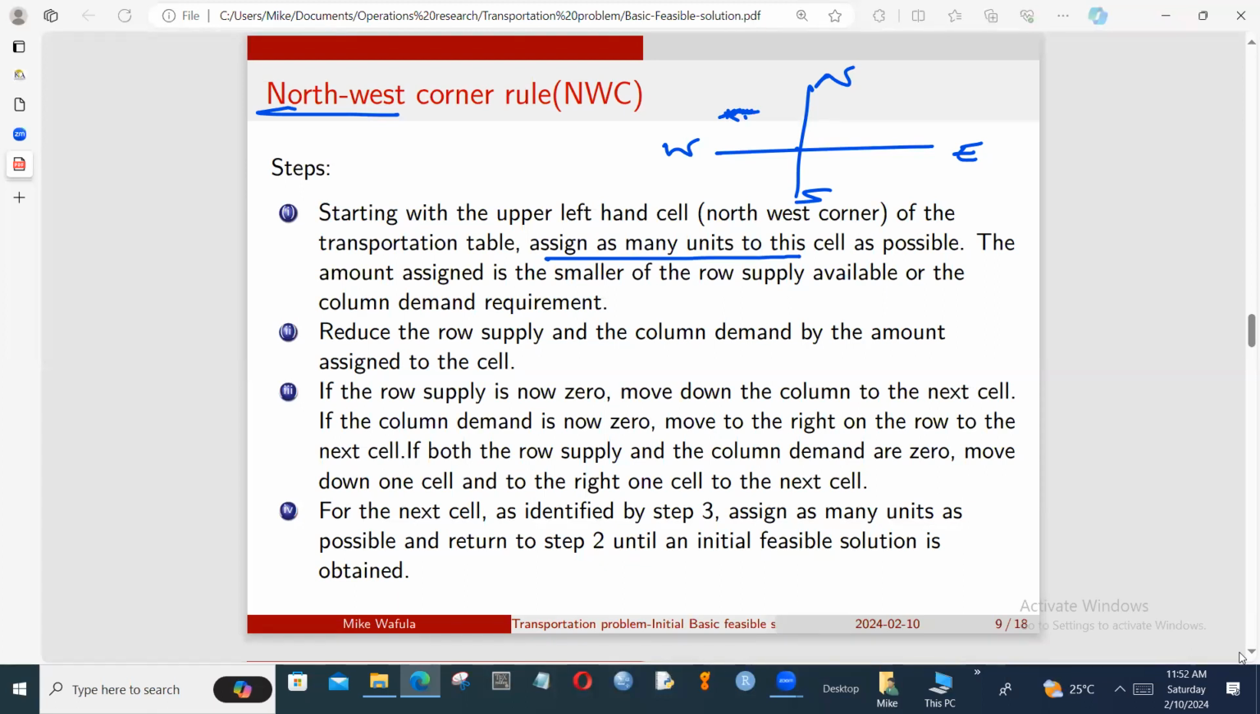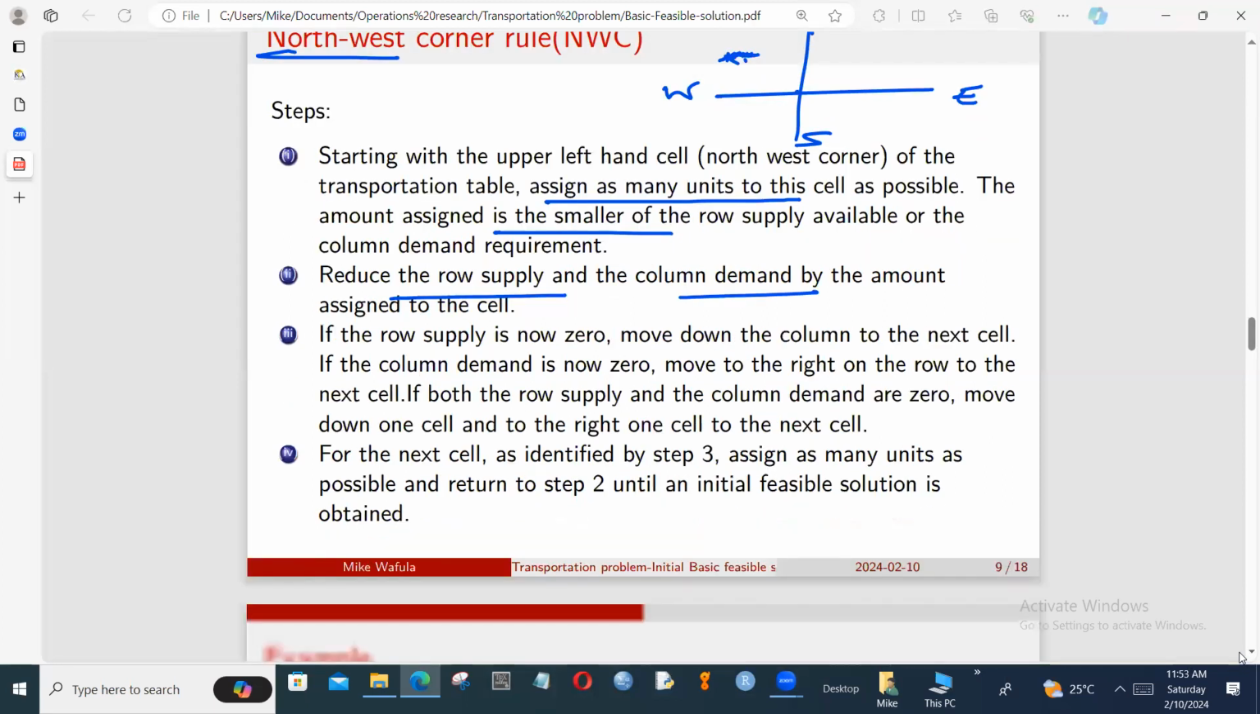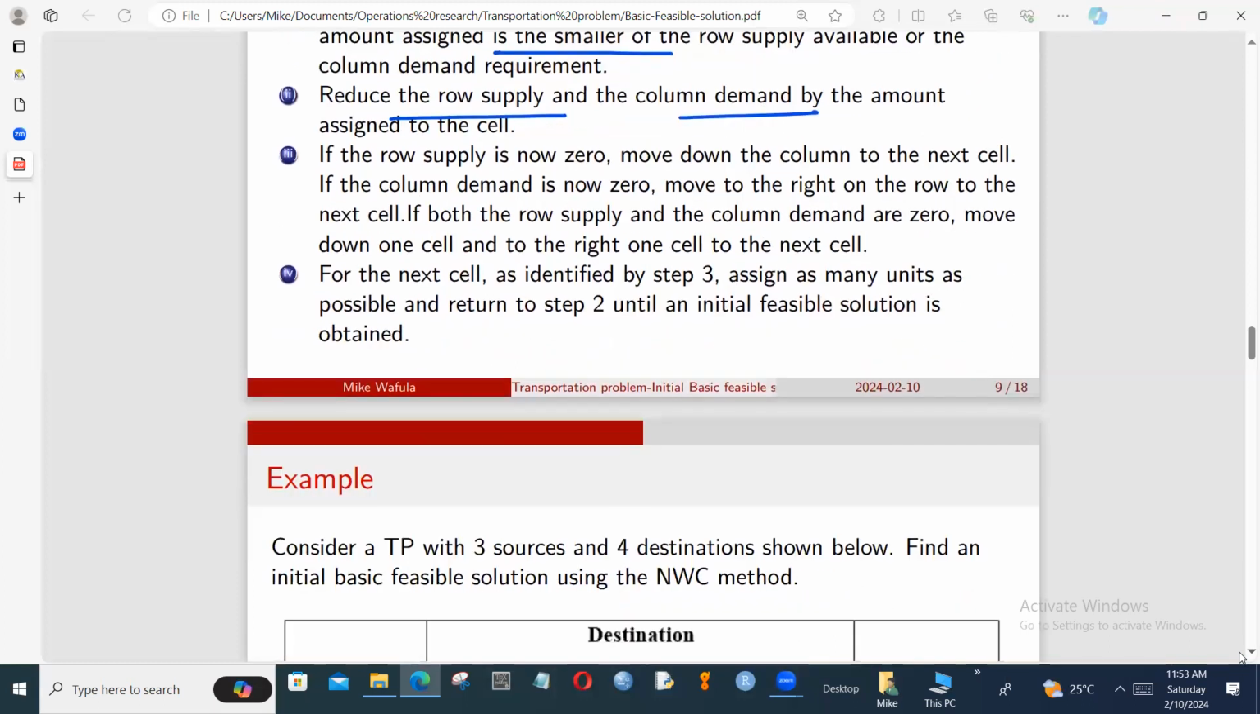But the many units have to be the ones where you check the row total and column total, so you assign the smallest of it. We are going to look at an example. Then you reduce the row supply and column demand by the amount assigned to the cell. This literature sometimes appears tricky for the procedure. I would prefer that we do an example practically.